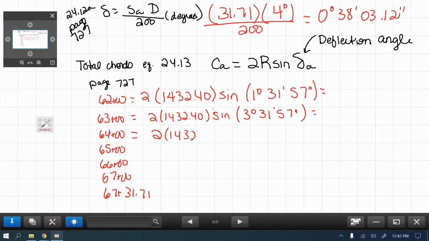So I will give you about a 3-second error. So if you're off like 3 seconds, you say you had 3 degrees, 31 minutes, and 54 seconds, I'll give you that much off, and maybe 3 100ths. So you don't have to be exact, just because of rounding.